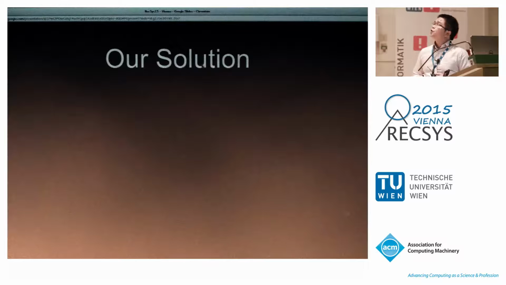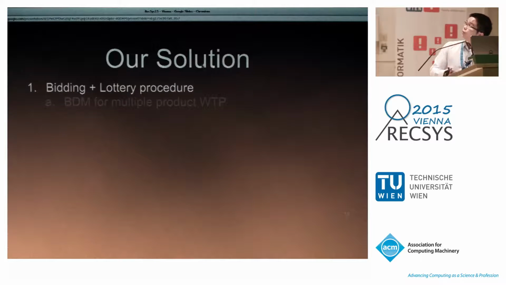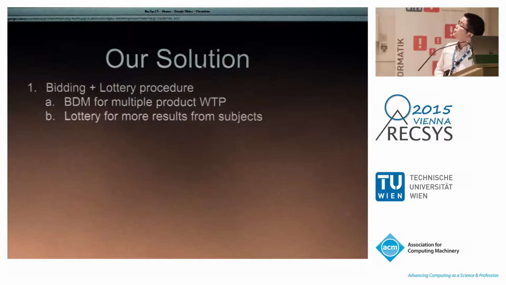In order to overcome these challenges, we propose our own approach to elicit users' willingness to pay. The objective of our approach is to elicit users' willingness to pay in an e-commerce setting. Let's see how it works. First, our approach uses bidding combined with a lottery procedure. We use BDM to get multiple product bidding for a single user, and we also use a lottery to get more data samples at a relatively low cost.